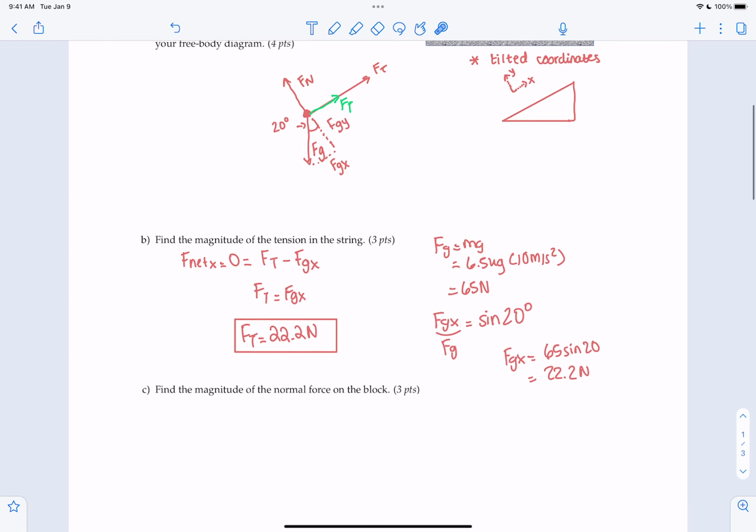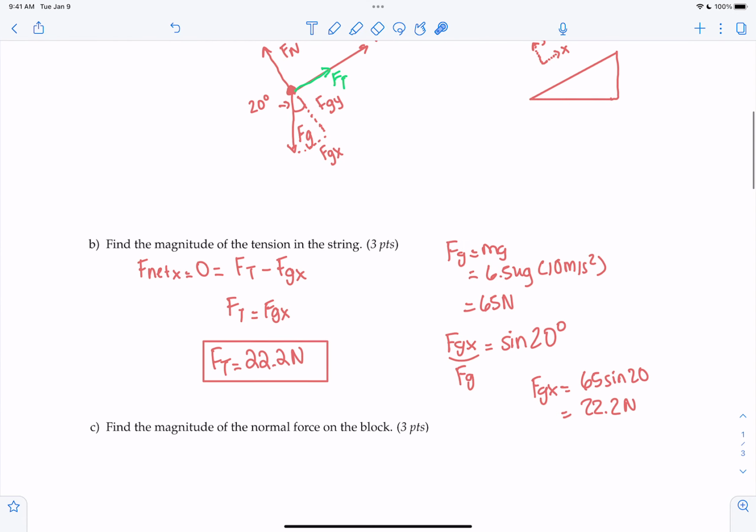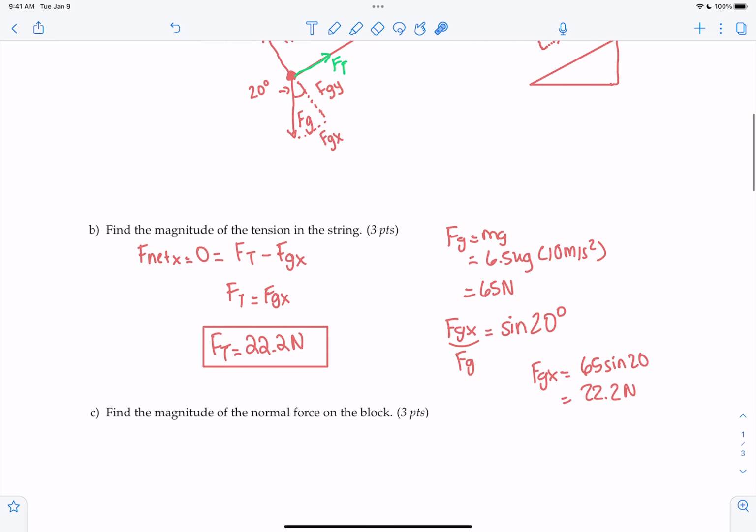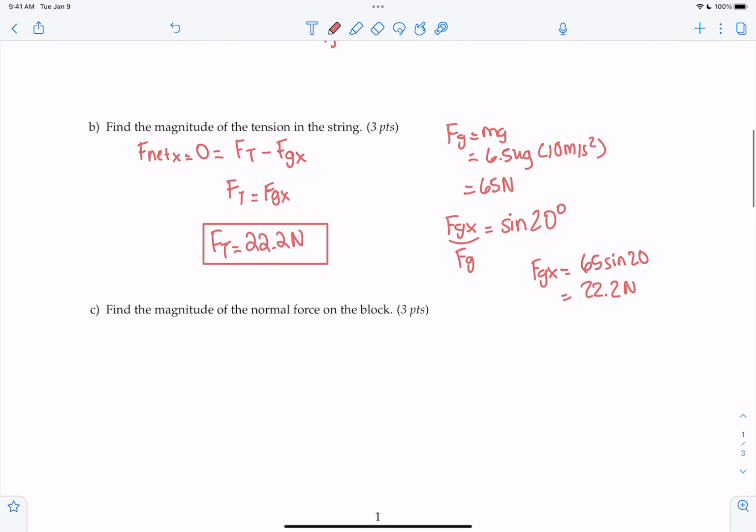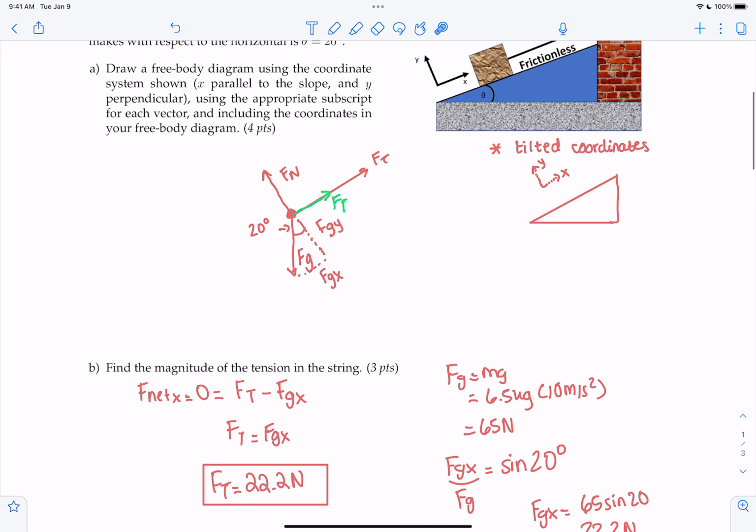For FNet Y, that's what we're going to be doing in part C, actually. So if everyone's okay with part B, I can move on to part C now, because in part C they're asking, what is the magnitude of the normal force? Well, once again, normal force is unknown to us, but it's a y coordinate force. It's a force that's pointing in the tilted y-axis. So the other force that's pointing in the tilted y-axis is FGY.